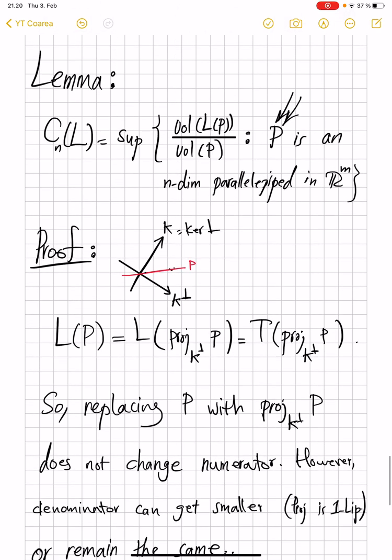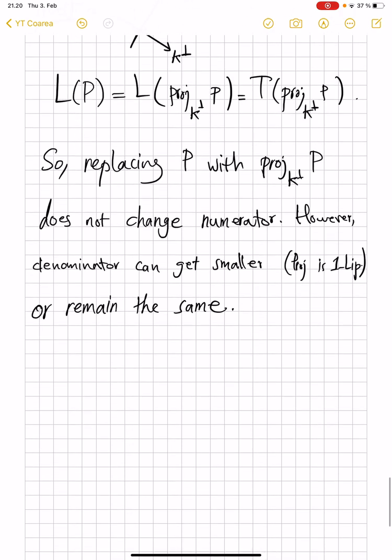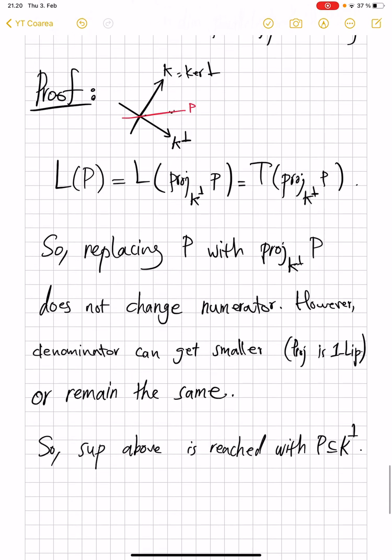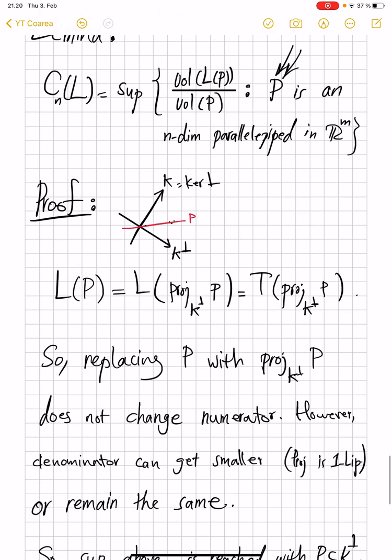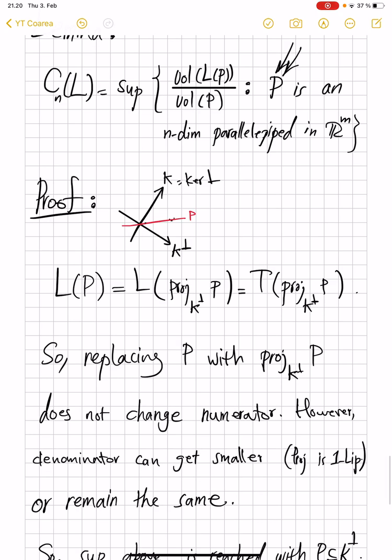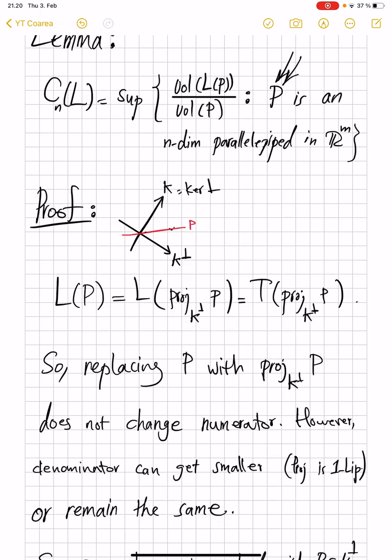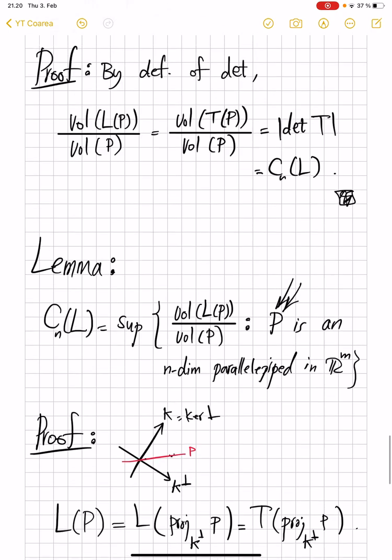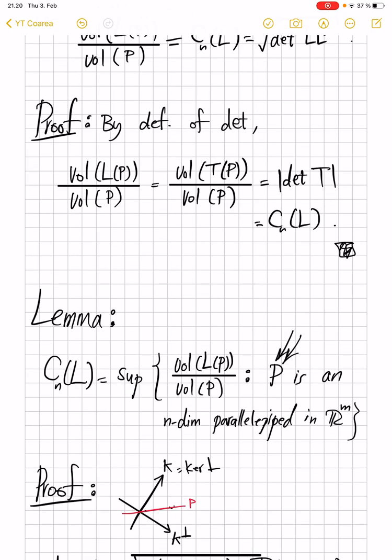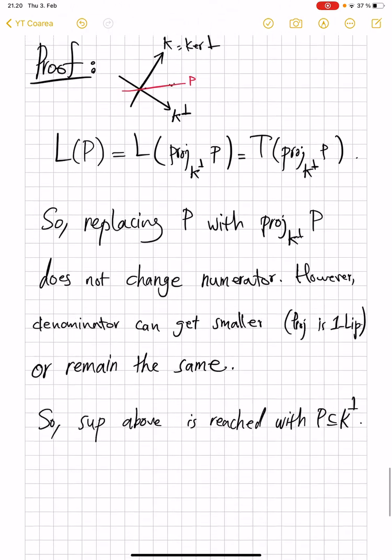Therefore, in trying to get the supremum, the supremum above is reached with p completely contained in this kernel complement. We don't care if the supremum is also reached for other p's, maybe not, but we know that there are some p completely contained in this K complement with which this supremum is attained. But the previous lemma showed that this ratio of volumes is exactly the Coarea factor, and the lemma follows.